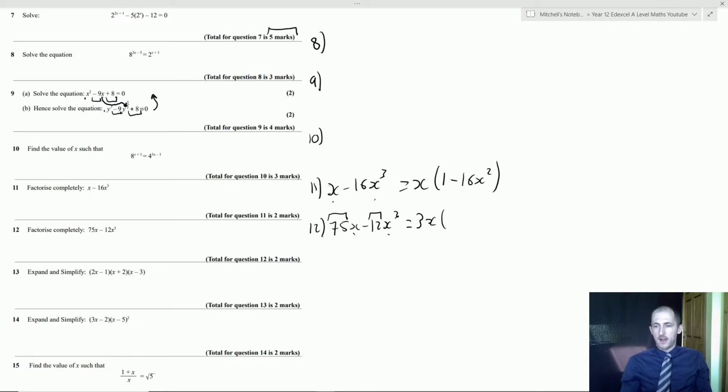What's 75x divided by 3x? Well, 75 divided by 3 gives me 25. x divided by x gives me 1. So 25 times 1 is just 25. Then minus, and again 12 divided by 3 gives me 4. x cubed divided by x gives me x squared. Not too bad, right?